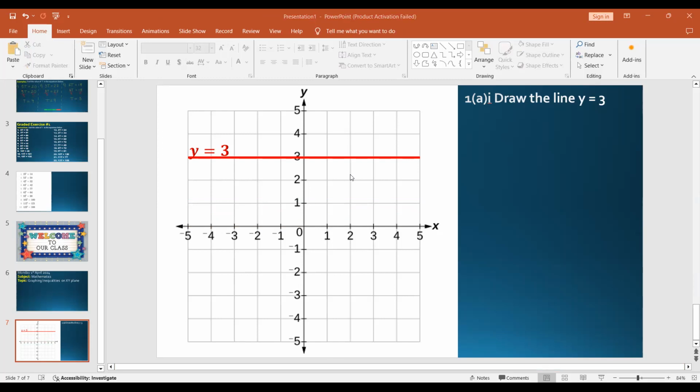Nivea, do you understand that? Yes, sir. Can you explain how we got y equals 3?